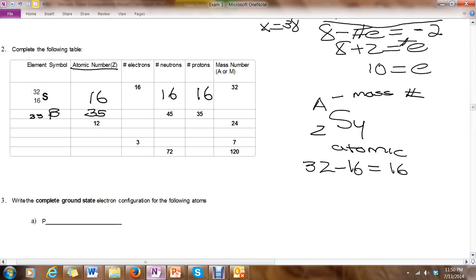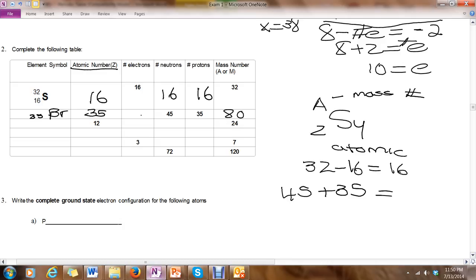I don't want to mess up with this. And what would be the number of neutrons? 45. So the mass number would be 45 plus 35. It would be 80. 80 here.